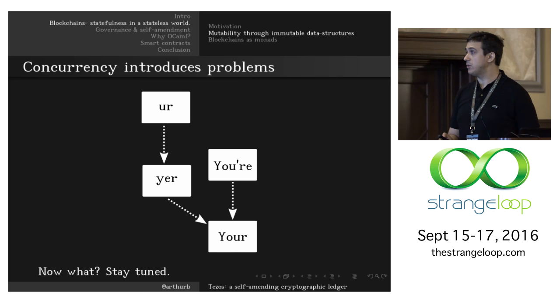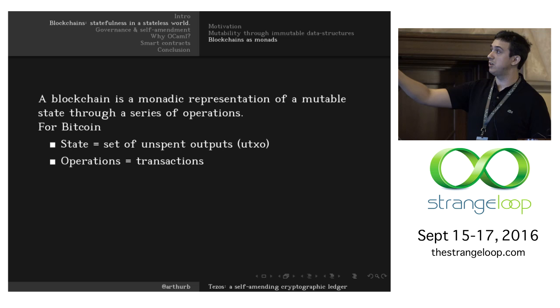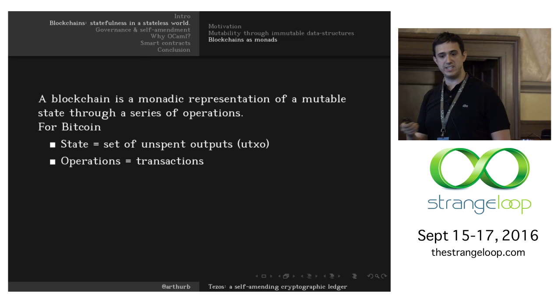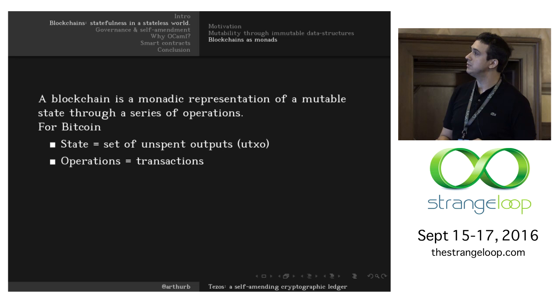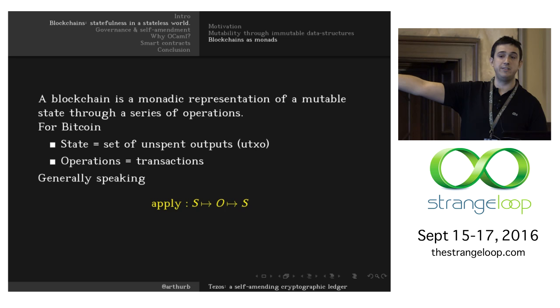OK, so how does that relate to blockchain? Well, a blockchain, in essence, is a monadic representation of a mutable state through a series of operations. So for example, for Bitcoin, we have a state, which is a set of unspent outputs, the UTXOs, and operations, which are transactions. So when I transact with you on Bitcoin, I'm saying, you know, I could spend this bit of Bitcoin, and now you can spend it instead of me. So this is how we change the state. And generally speaking, any blockchain is going to have a function apply, which takes a state, takes an operation, and gives you a new state. And if the operation is bad, it might be an invalid state, but it's still a state, right?